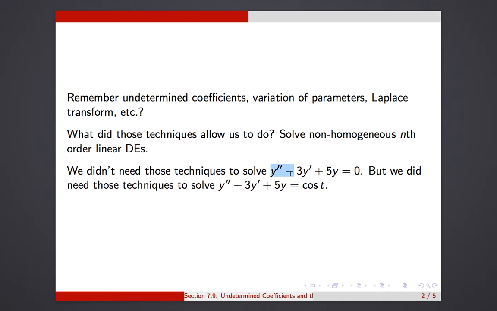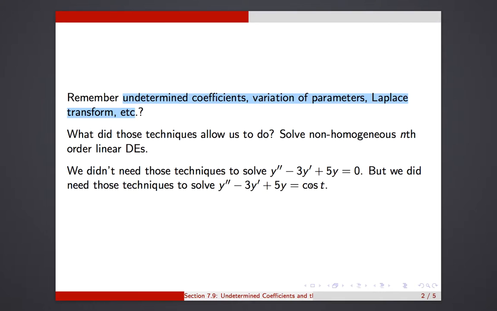So here's a homogeneous equation. We didn't need these techniques to solve this. Although you could, of course, use Laplace transform if you wanted to, right? But you don't need to. So the theory of homogeneous equations is perfectly understandable without these techniques.